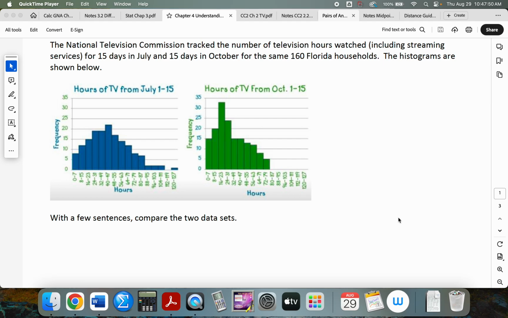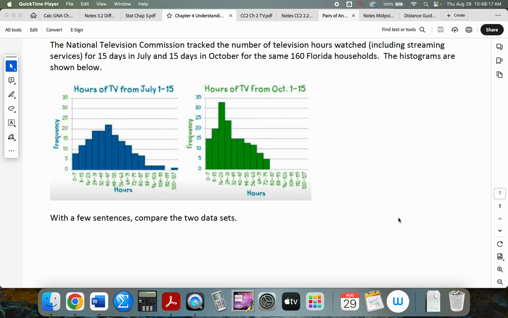So the National Television Commission tracked the number of television hours watched, including streaming services, for 15 days in July and 15 days in October for the same 160 Florida households. The histograms are shown below. With a few sentences, compare the two data sets. All right. So we want to talk about all those things.